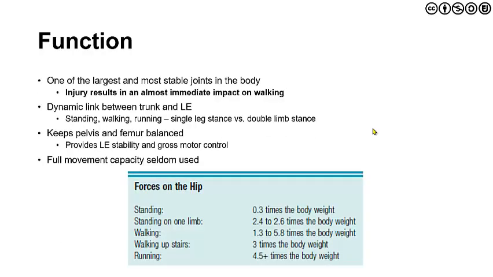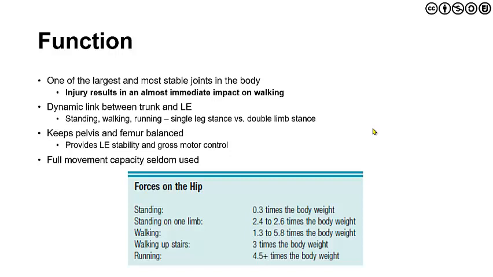So as we begin our discussion of the hip, a few things we need to keep in mind. Number one, it's one of the largest and most stable joints in the body. When an injury or pathology occurs here, oftentimes the result is almost immediately impacting walking and gait and upright posture. One of the reasons why this occurs is because, similar to the pelvis, it serves as a link between the trunk and the lower extremity.